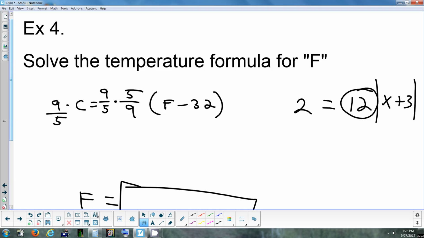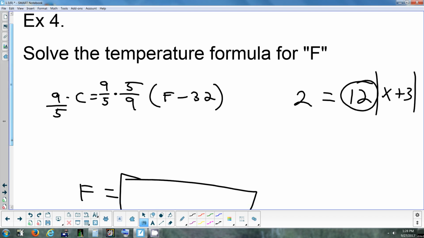So the goal is exactly the same. You have to get rid of the thing that's in front, just like we did yesterday. How you get rid of it depends on the problem. With the absolute value, you divide to get it alone. This, because it's a fraction, that means division, so you want to do the opposite. That's why we're multiplying. So now 9/5 times C.